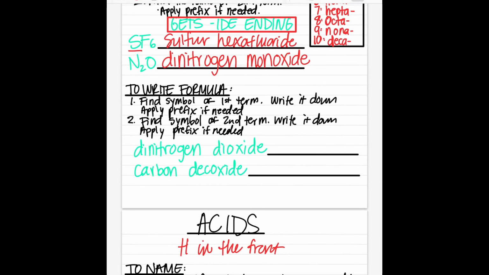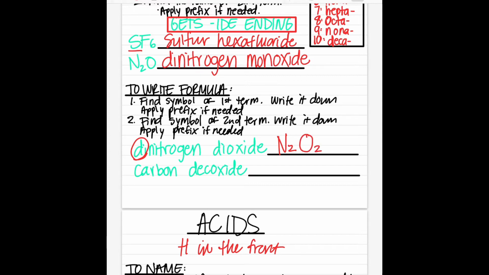Okay, the other way, if you're given the name, write the formula. Okay, so number 1, find the symbol of the first term, write it down. Apply prefix if needed. Okay, now remember, covalent compounds have nothing to do with charges. No charges anywhere, all right? So dinitrogen, we're going to say N2, okay, because remember the 2 goes after. It's a prefix here, but the 2 goes after, so N2. And then dioxide, so oxide is O, and the 2 after.